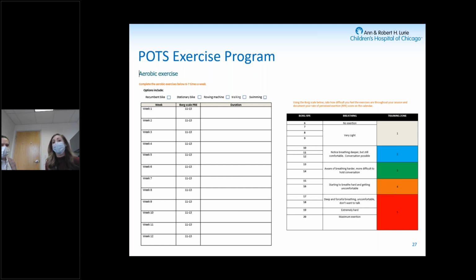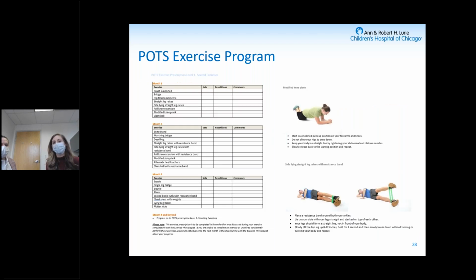We use the Borg scale of perceived exertion to tell them at what level they should be exercising rather than heart rate monitoring. That tells us how difficult they feel. So we try to aim for anywhere between 11 to 13 when they're moving. Their breath should be a little bit harder. They shouldn't be able to hold a conversation. They should be a little sweaty, and their heart rate should be up.